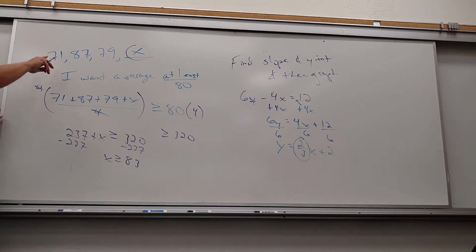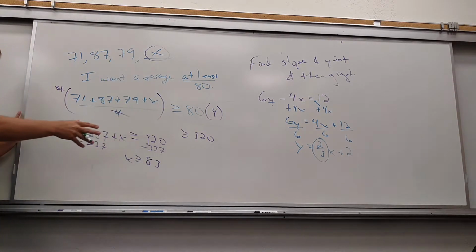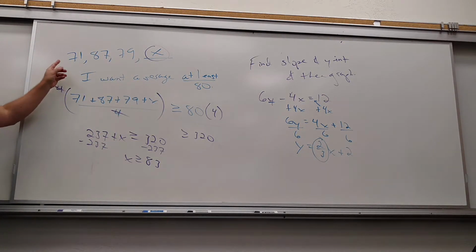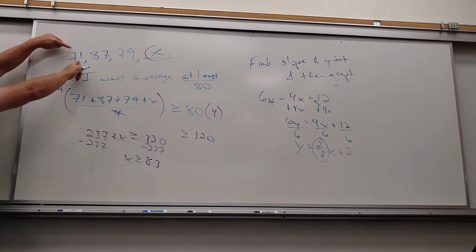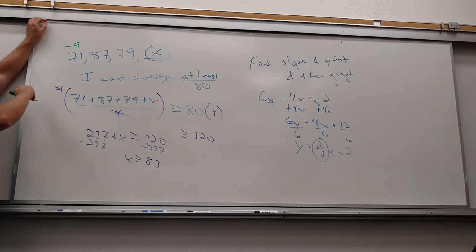Real quick, I'm going to show you something kind of fast. If you don't get what I'm saying, it's okay. I just want to show you. I wanted to be like an 80 or more, right? How do I make this average become 80? Well, how far from 80 is this? It's down 9 from 80, right?